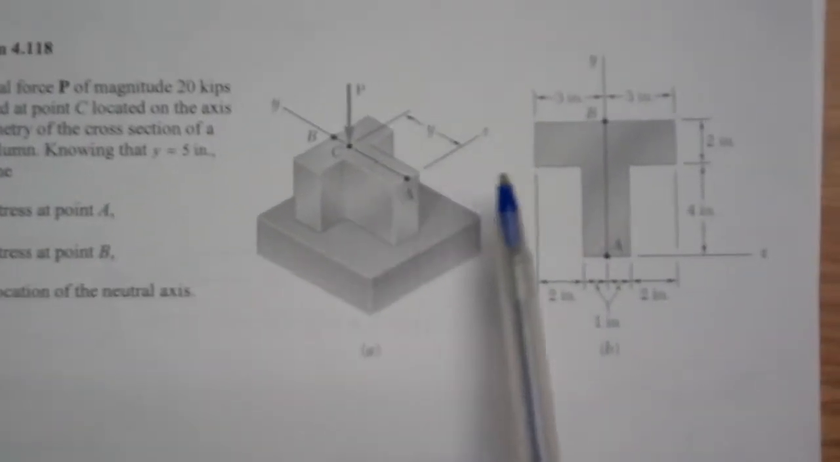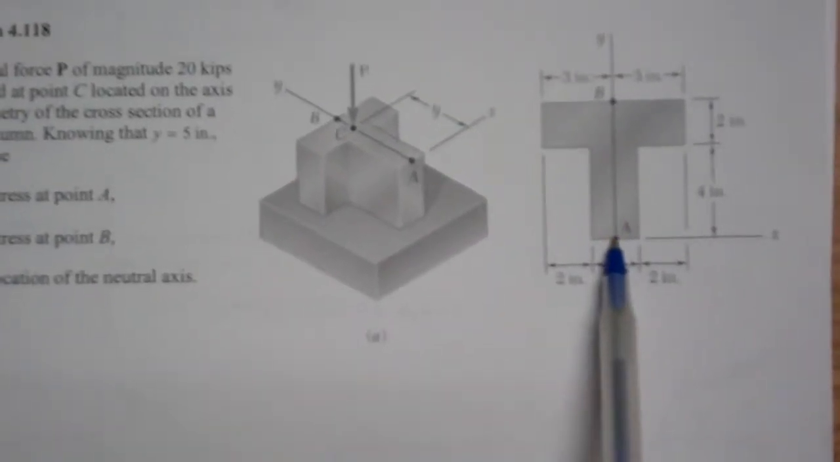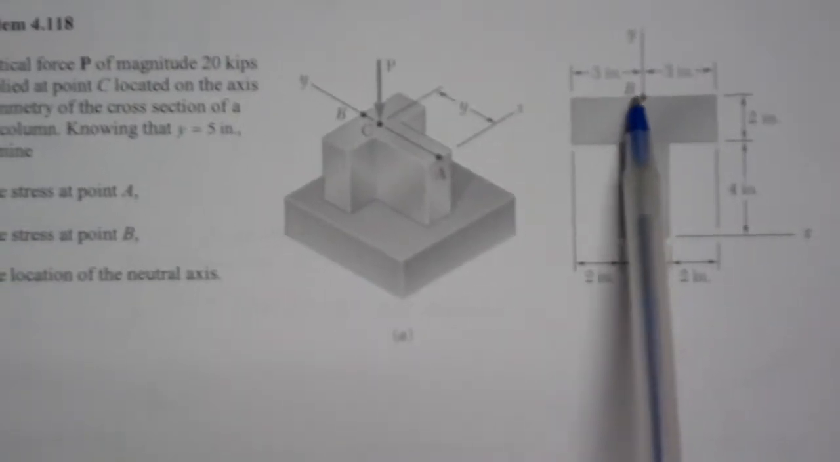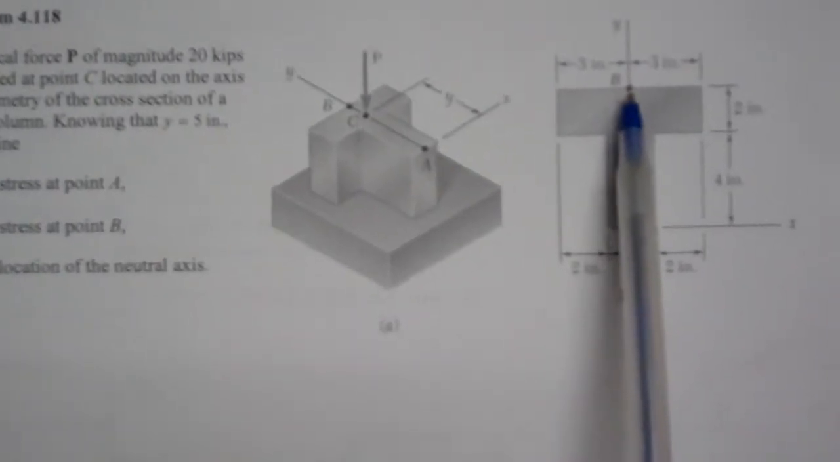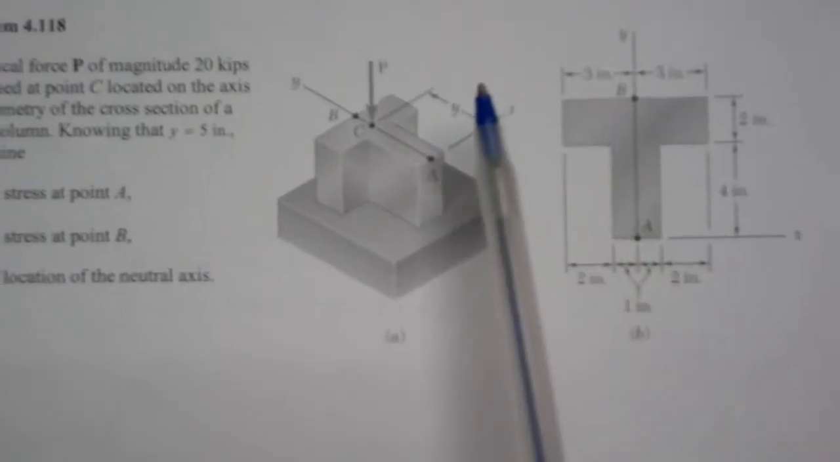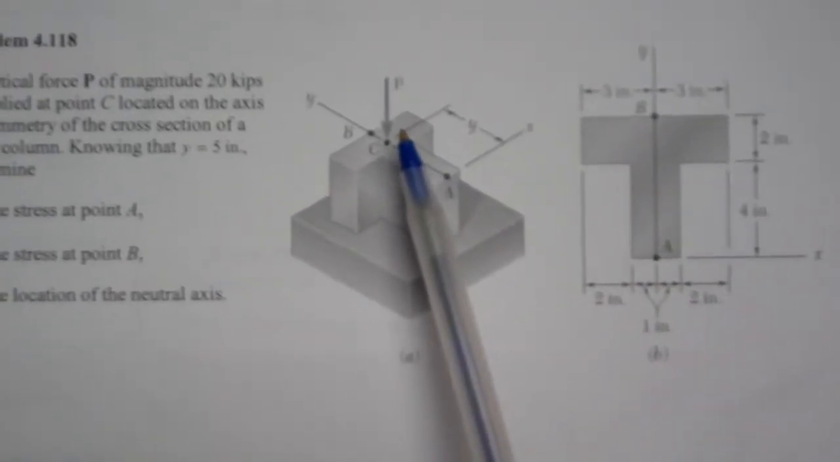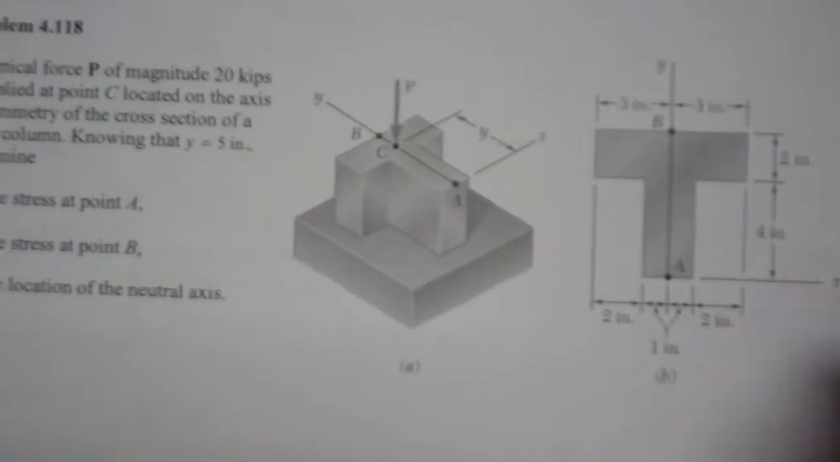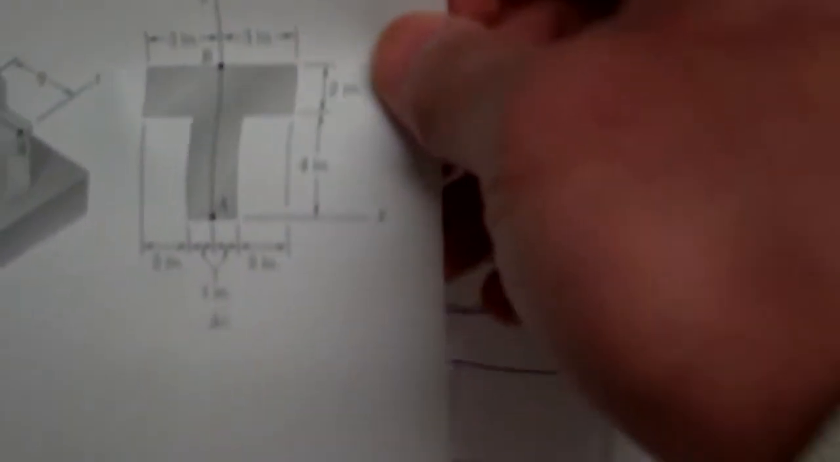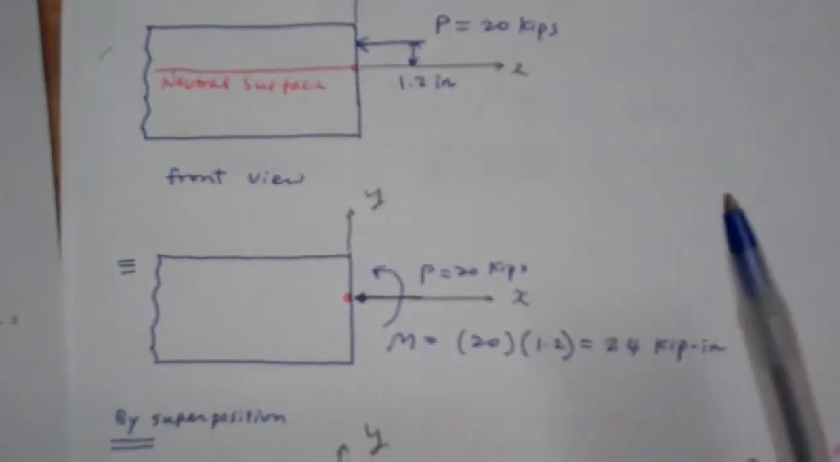In this problem, we want to calculate the stress at points A and B, and also calculate the location of the neutral axis for this eccentric loading problem. I will show you this eccentric loading. The solution process is this.